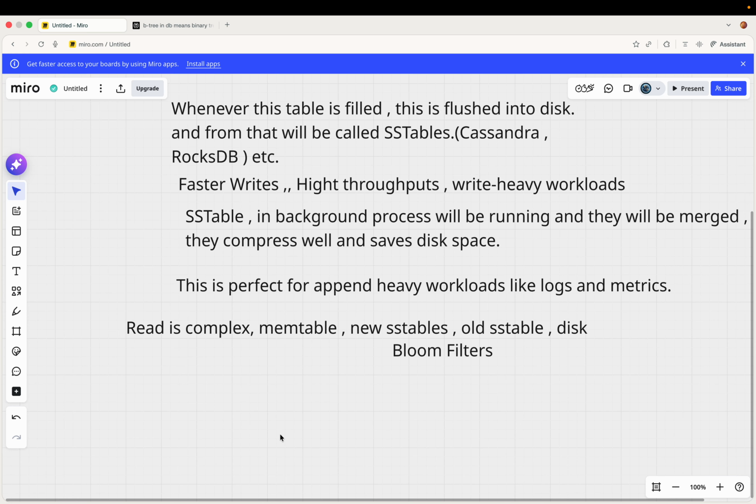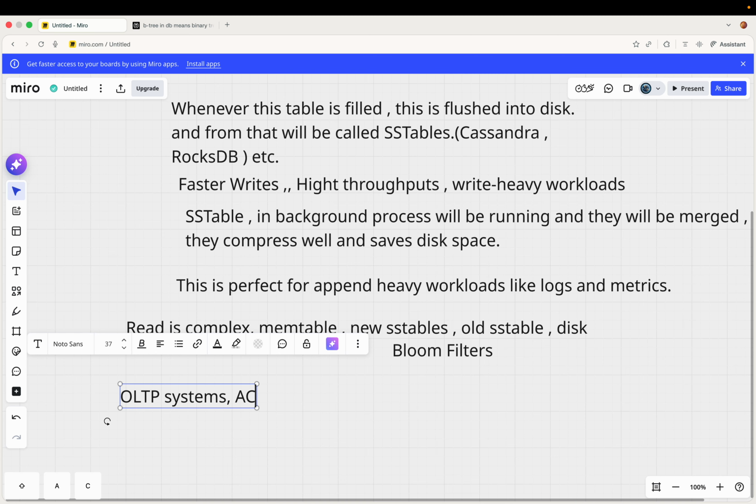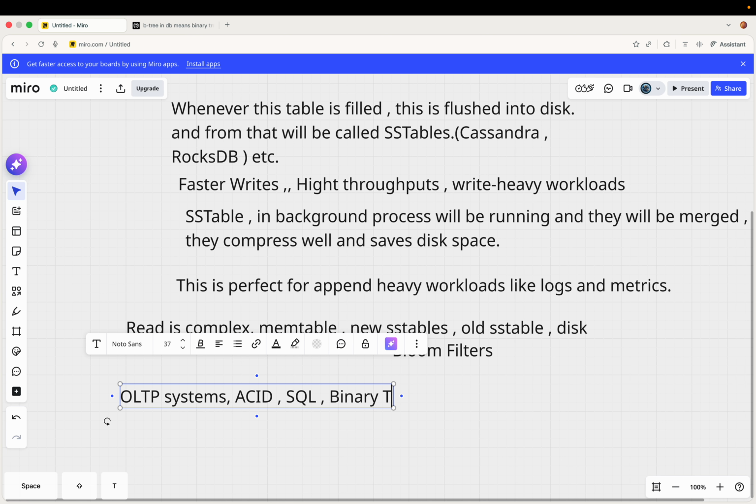So most OLTP systems, what do they need? They need ACID properties. ACID properties are given by SQL, and they generally prefer B tree. They need reads correctly and fast.